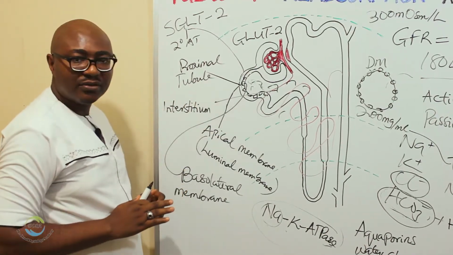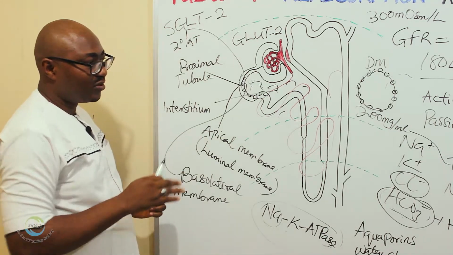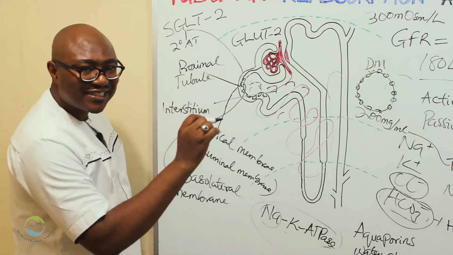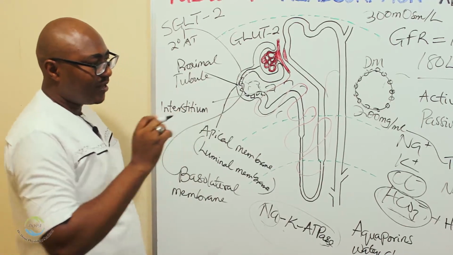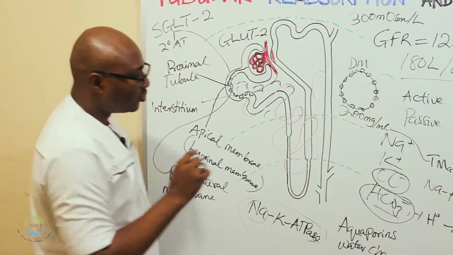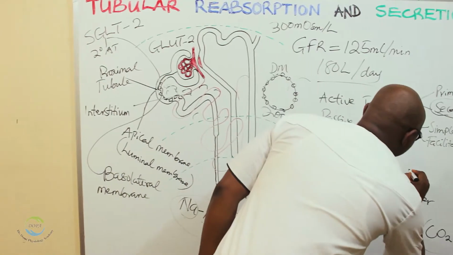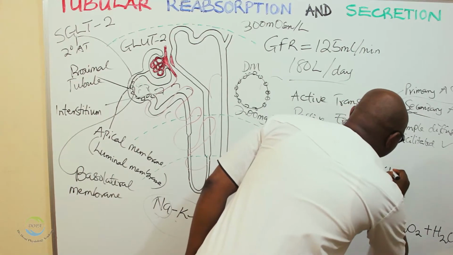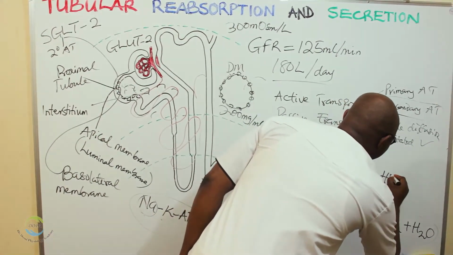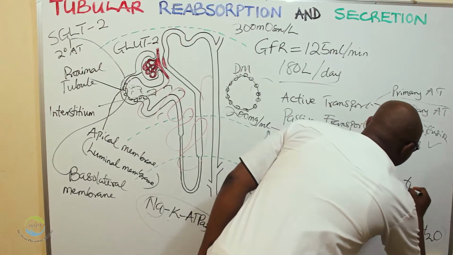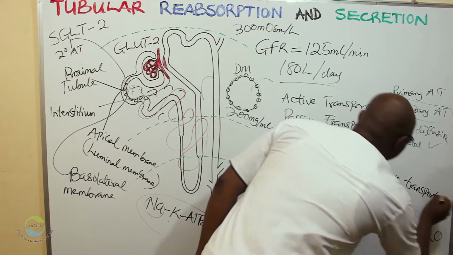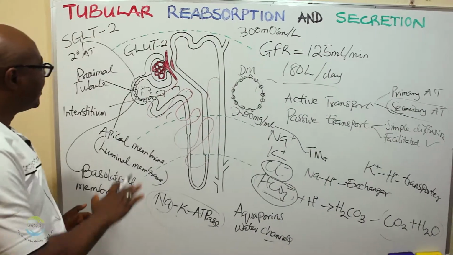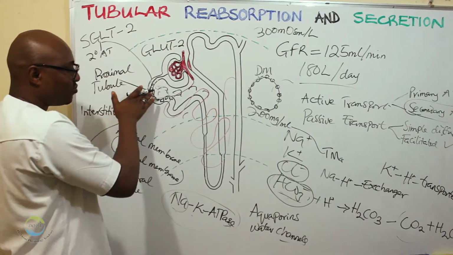So what other transport mechanism do you have in this proximal tubule that helps? Another one is the potassium hydrogen transporter. It takes potassium in.